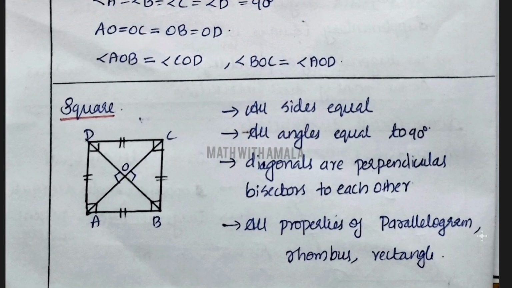Square. All sides are equal, all angles are 90 degrees. Diagonals are perpendicular bisectors of each other, and all properties of parallelogram, rhombus and rectangle are present inside the square. Here the sides AB equal to BC equal to CD equal to DA, and also the angles formed at the intersection point are 90 degrees.